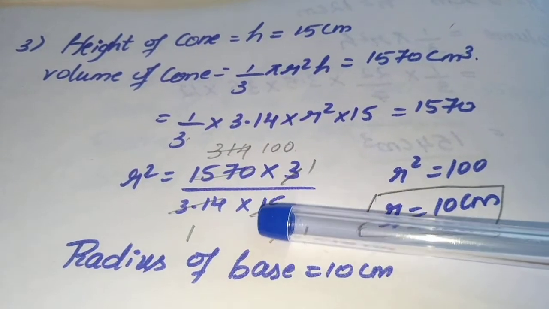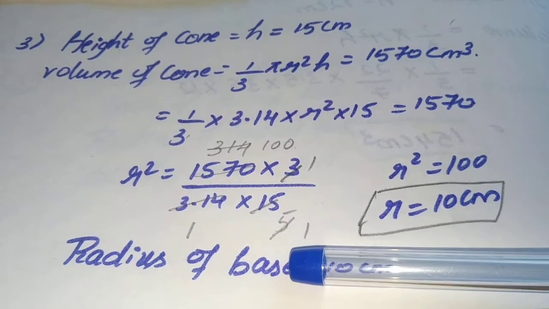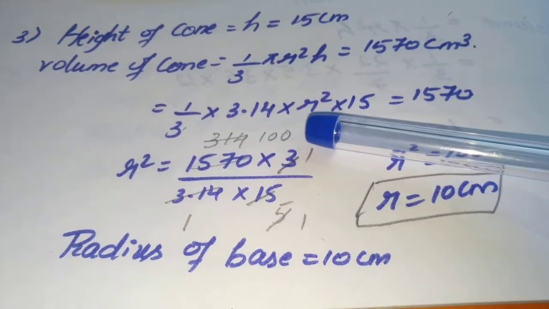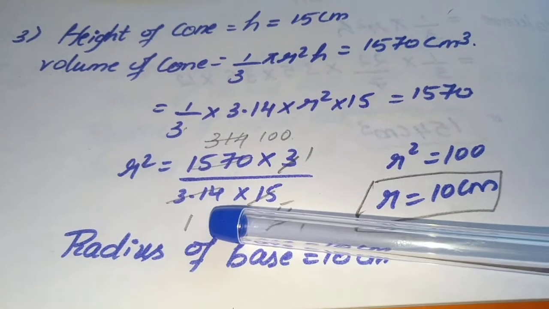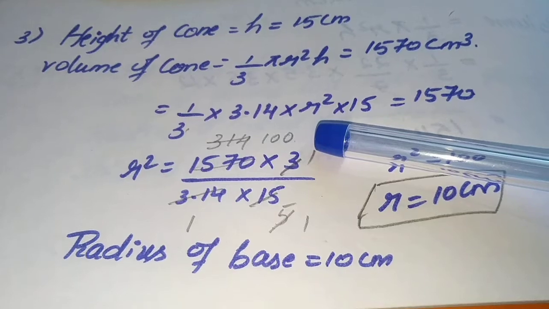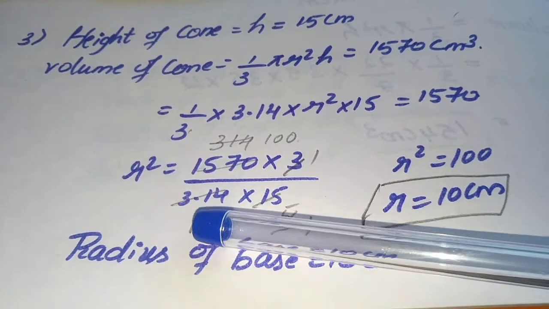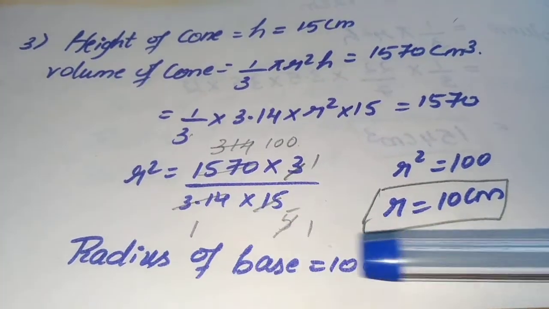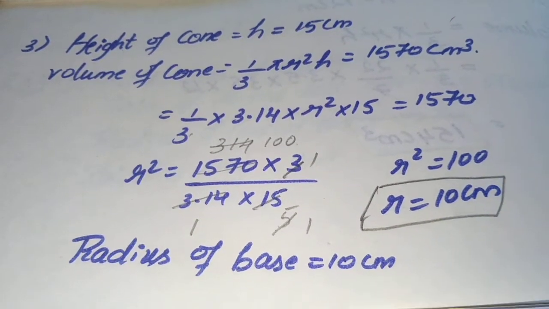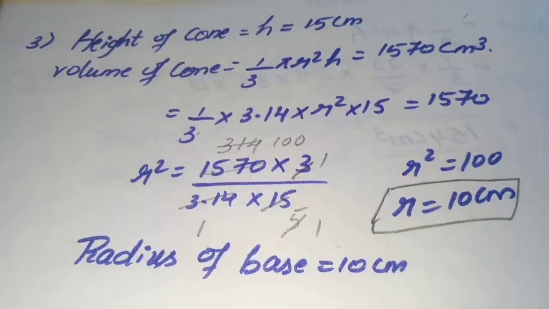Okay, can you see here, children? Now 3 1s are, 3 5s got cancelled. 5 1s are 5, 3 1 4s are 314. 100 is in the numerator and 3.14 ones are 314 hundreds, because there are two decimal numbers after the point. Hence R square is 100, R equal to 10 centimeters. Radius of the base is 10 centimeters.